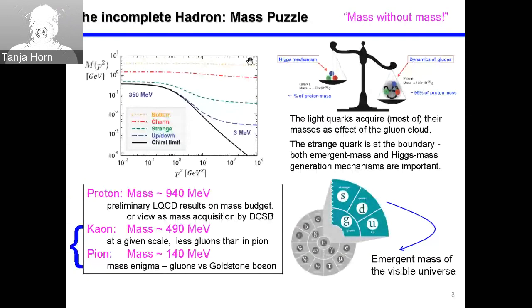Now, these mass functions are supposed to be universal. So it might be a little surprising if you look down here at this box that lists the masses of the proton, kaon, and pion, where the proton is about 1 GeV, the kaon is about half of that, and the mass of the pion is about 100 MeV. It's surprising that these masses would be so different if these mass functions, particularly for light quarks, are so universal. So understanding these light quarks, the up and down quark, together with the strange quark and gluon, really tells us a lot about the emergent mass of the visible universe.